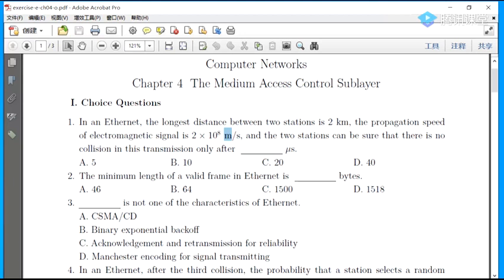In the Ethernet, the longest distance between two stations is 2 kilometers. The propagation speed of the electromagnetic signal is V. Then the two stations can be sure after what? Okay, I will illustrate at first.